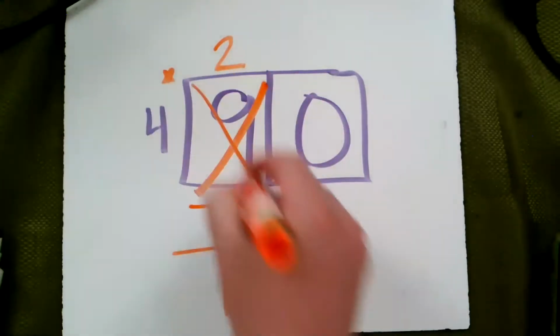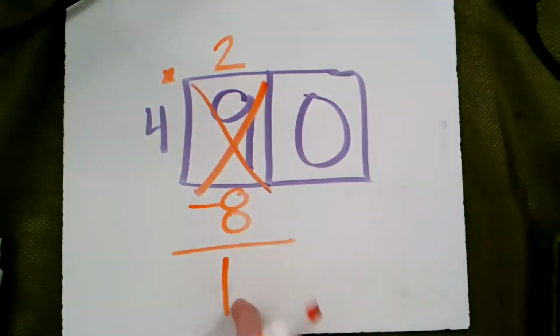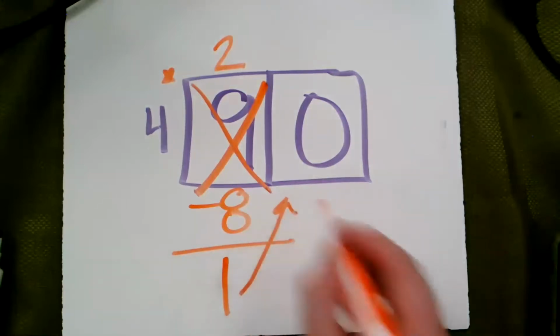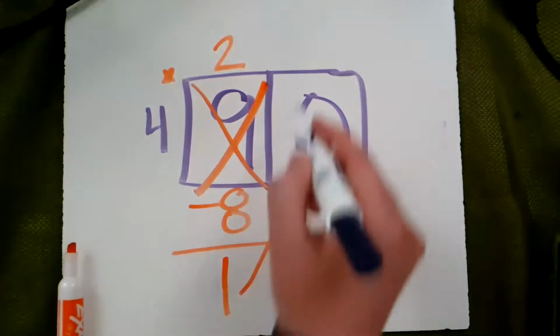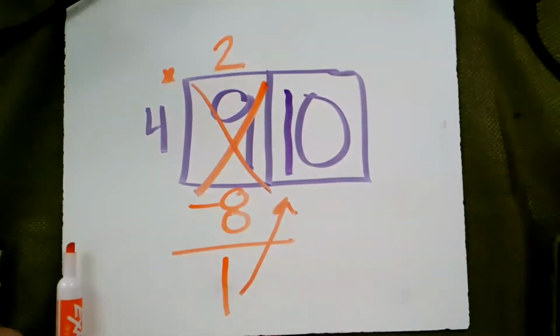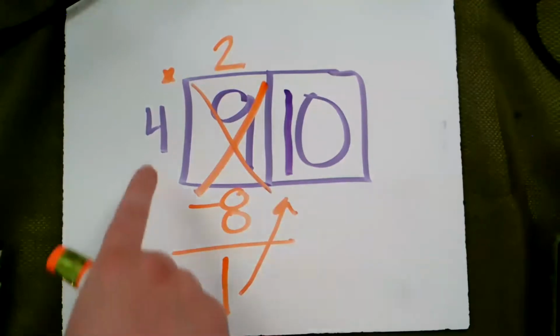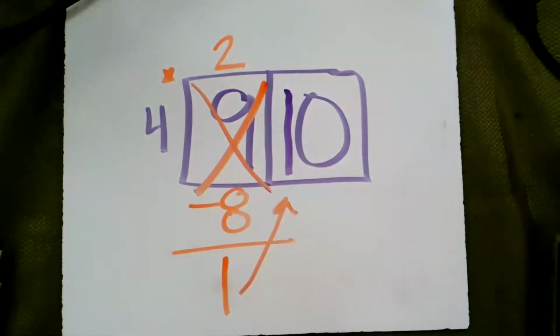I'm done with this zone. Where does that 1 go again? You're right. Next door, my new number is 10. Now again, we're back at that same conundrum. 4 cannot go into 10. You're right. But remember, we're dealing with money and you have those leftovers. So how close can I get?